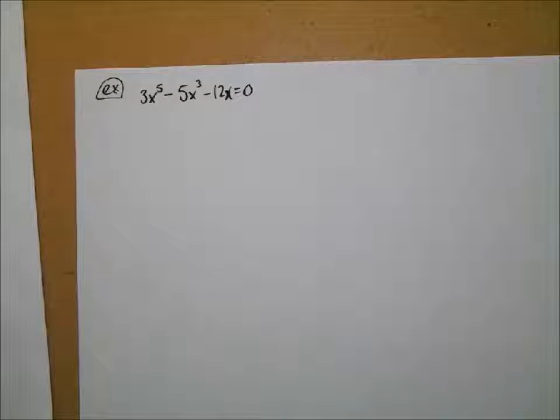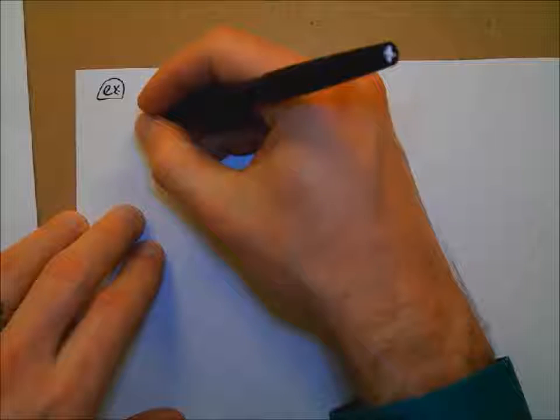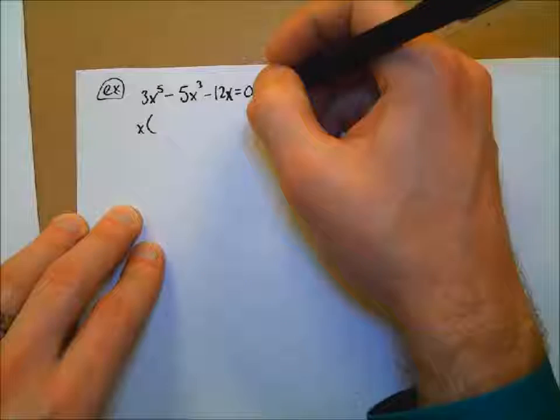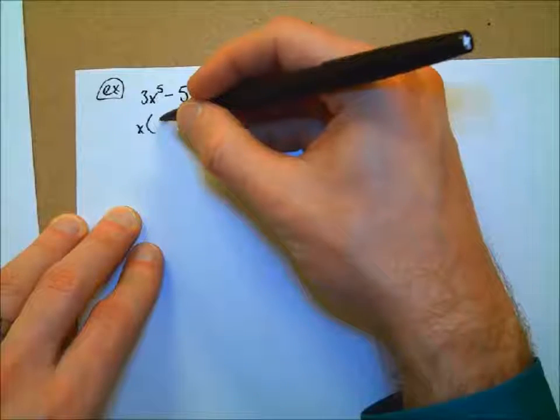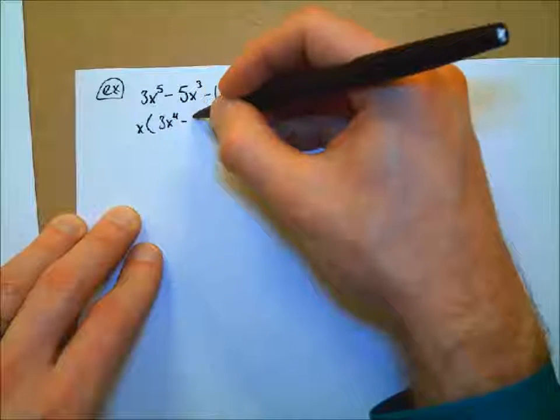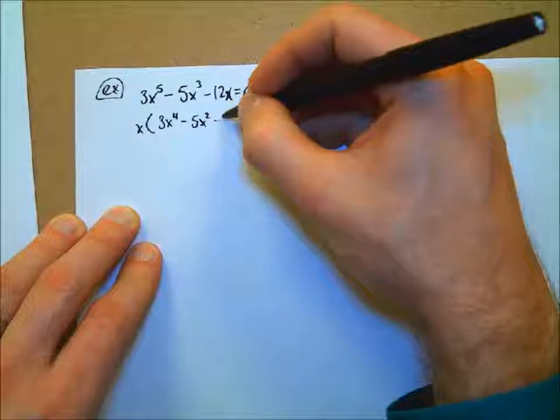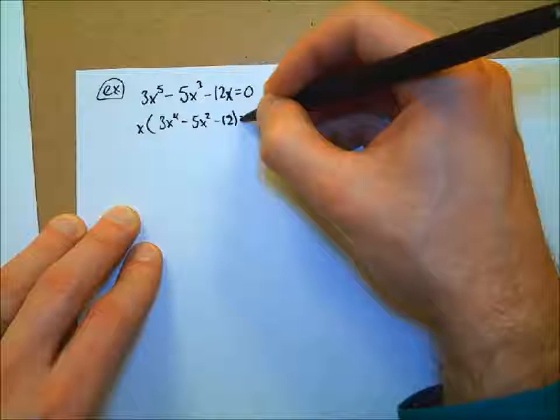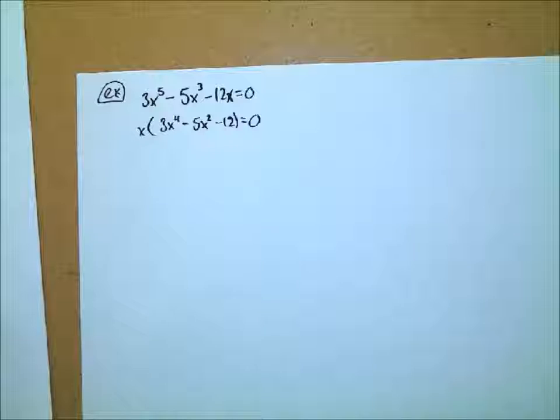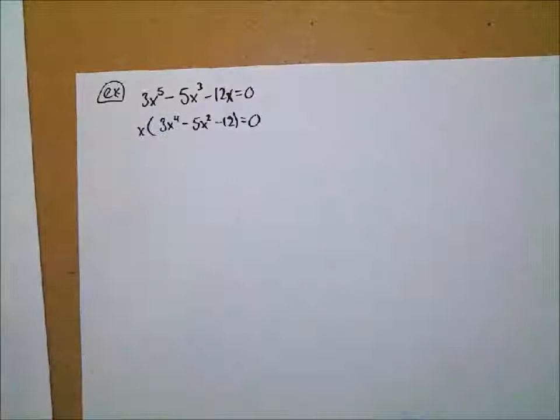All right, so Cameron Clark, what would be a good first step here? Factor out the x. Very good. We have a GCF. Which would leave behind what? 3x to the 4th minus 5x squared minus 12. Very good. Is there any more that we could factor out there? Yeah, no, that's the GCF. You factored it out.